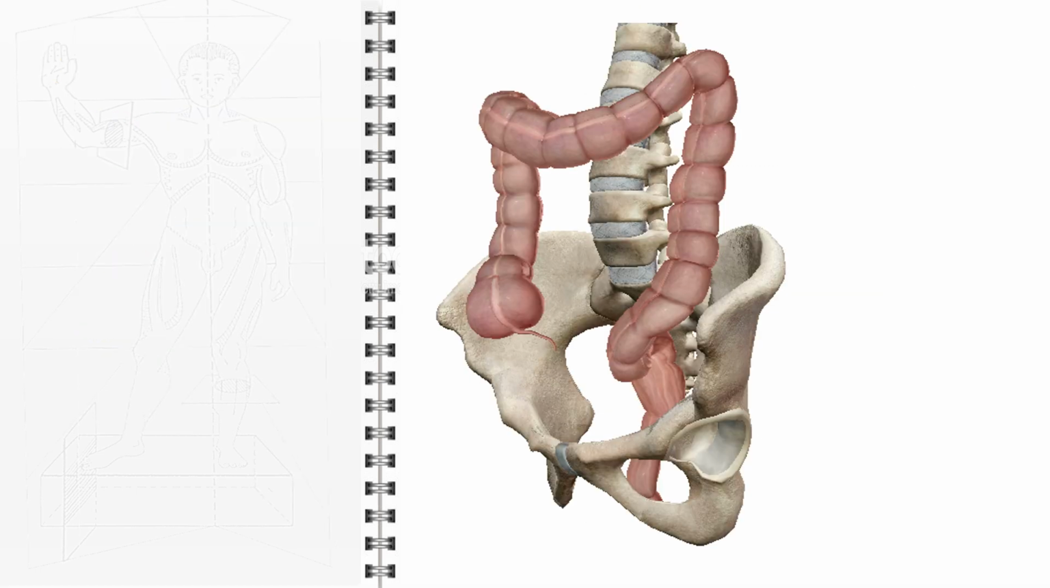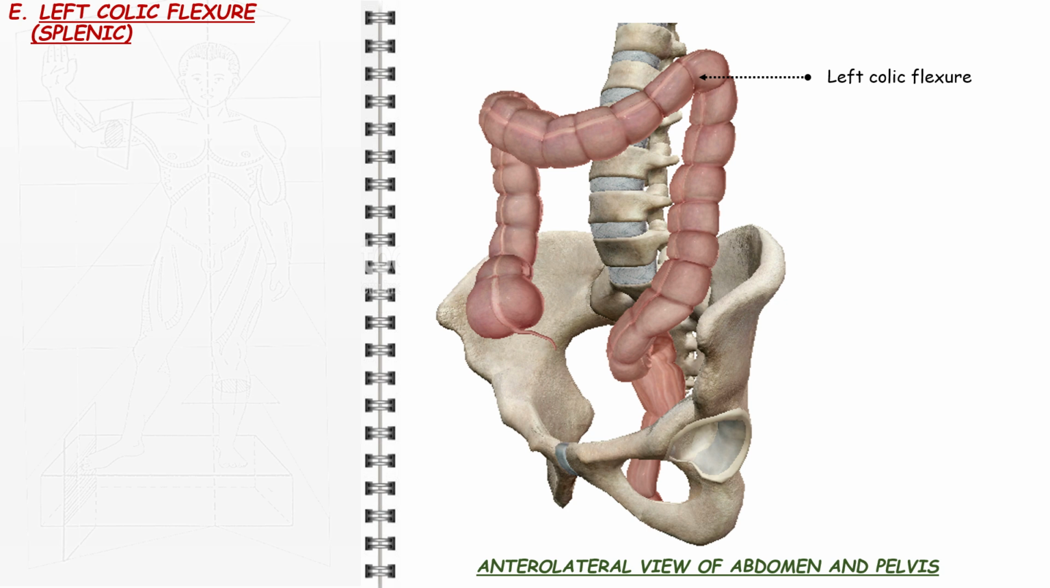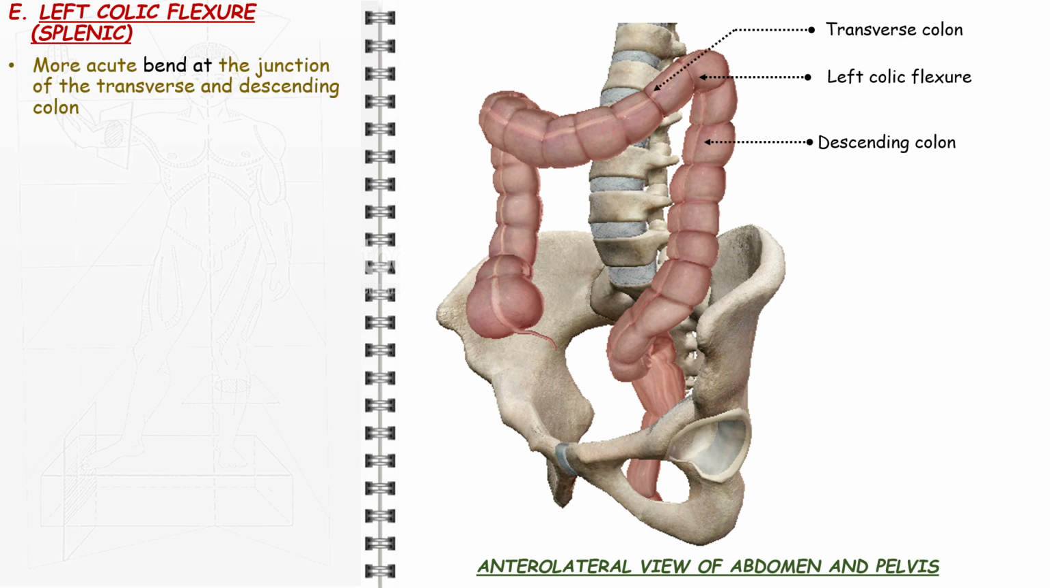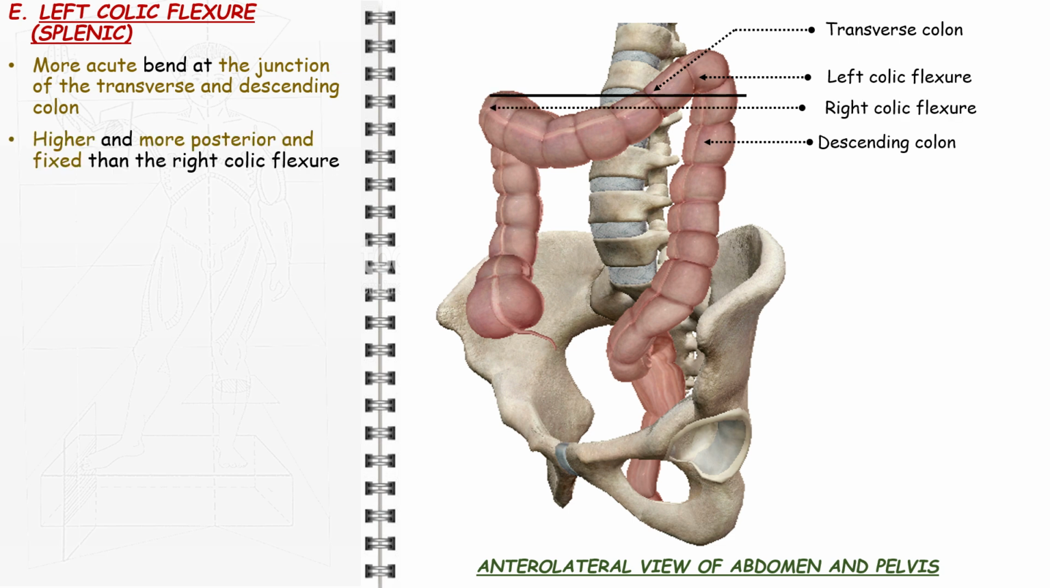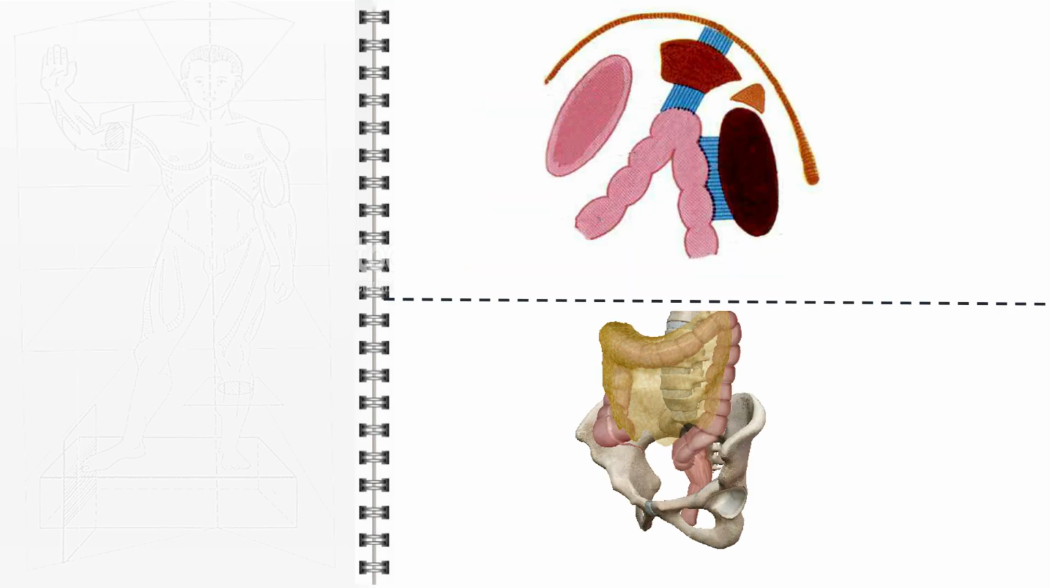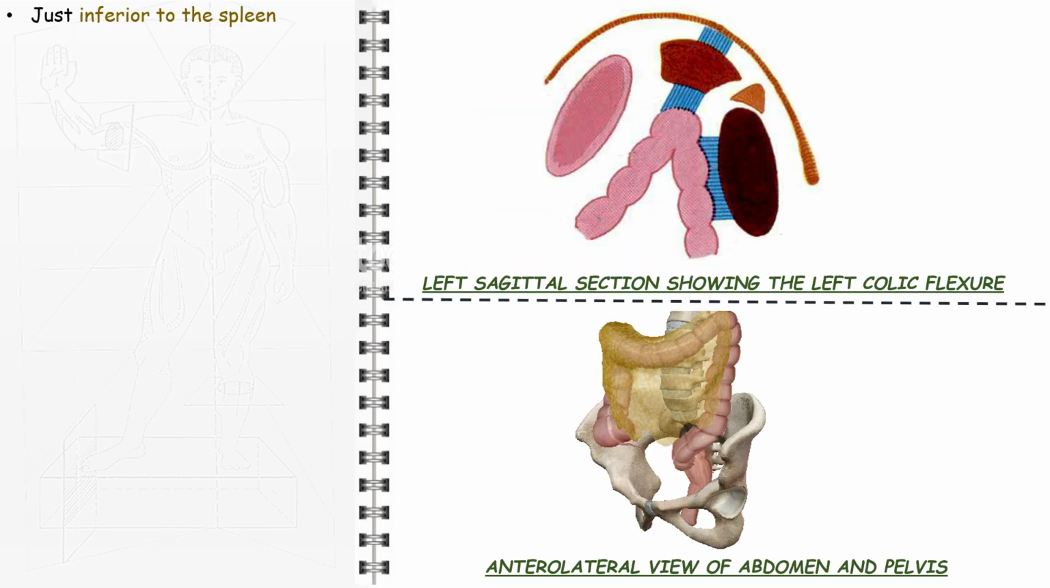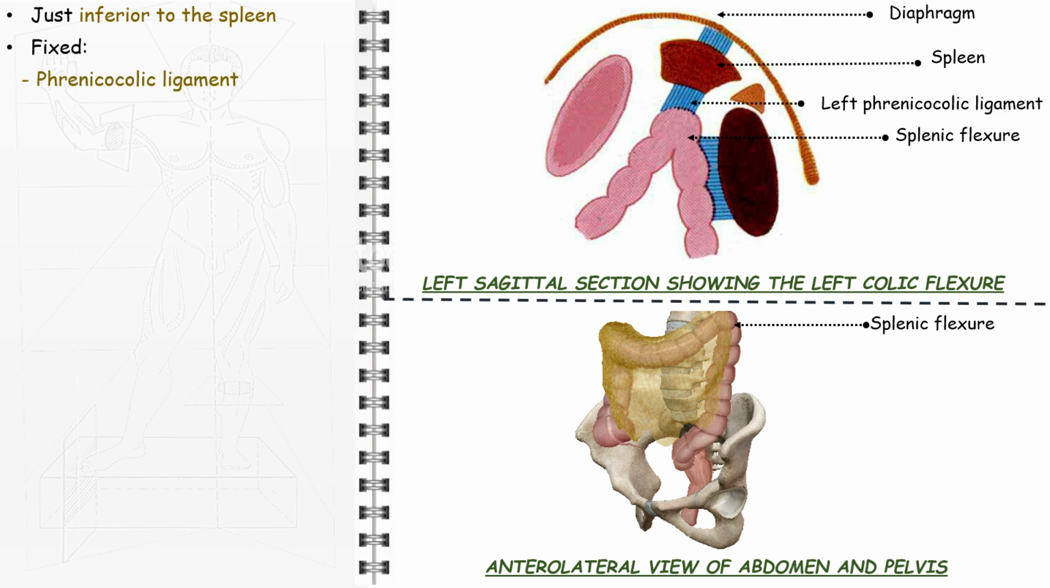The left colic flexure is a more acute bend at the junction of the transverse and descending colon that opens in front, bottom and inside. It is higher, more posterior and more fixed than the right colic flexure. It lies just inferior to the spleen at the level of the eighth rib and is attached to the diaphragm by the phrenicocolic ligament, to the posterior parietal peritoneum by Toldt's fascia and to the anterior abdominal wall by the greater omentum.